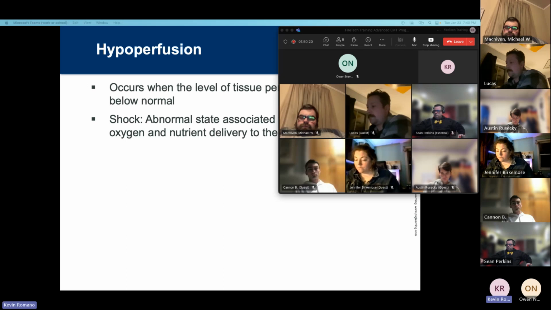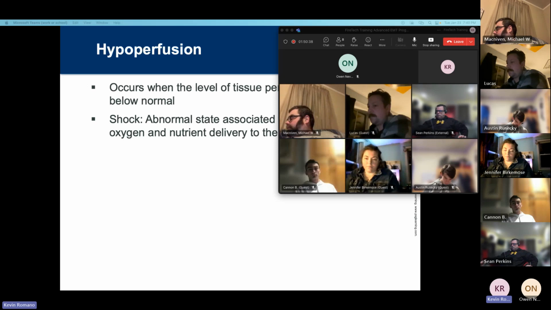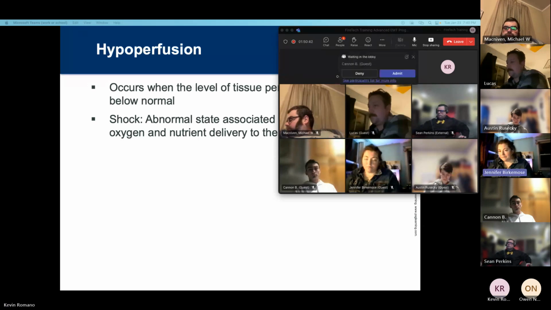In response, the body releases catecholamines. The two catecholamines: one's a neurotransmitter, the other one is a hormone. What would they be? Think about your sympathetic nervous system. Catecholamines, two things get released. One's a hormone, and one's a neurotransmitter of the sympathetic nervous system. Do you guys know what they are? Epinephrine and norepinephrine. Exactly. Epinephrine is the hormone.